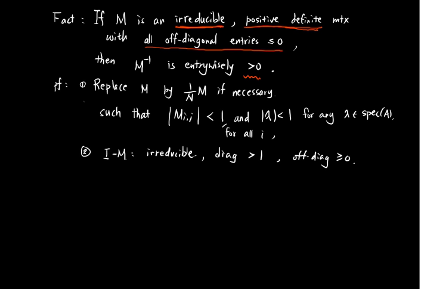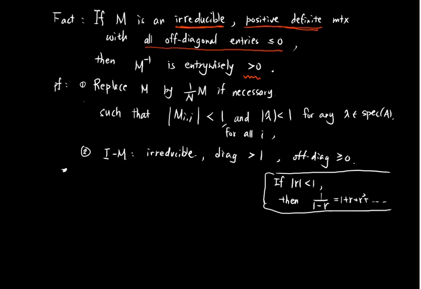Now we are going to use this formula. You can think of these things first. Remember, if r is less than 1, then the series looks like this: 1 over 1 minus r is equal to 1 plus r plus r squared, and so on. So we have the same formula for a matrix. We can consider I minus M, and then taking the inverse.